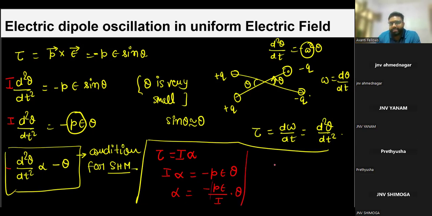So this PE by I is nothing but omega square. Omega square you have as PE upon I. ओमेगा की वैल्यू क्या आ गई मेरे पास? स्क्वायर रूट ऑफ PE अपॉन I. ठीक है.